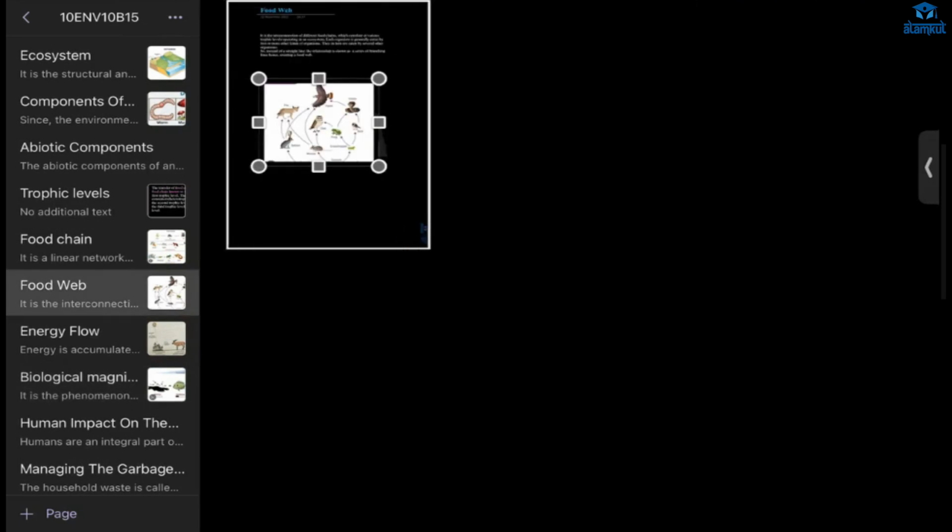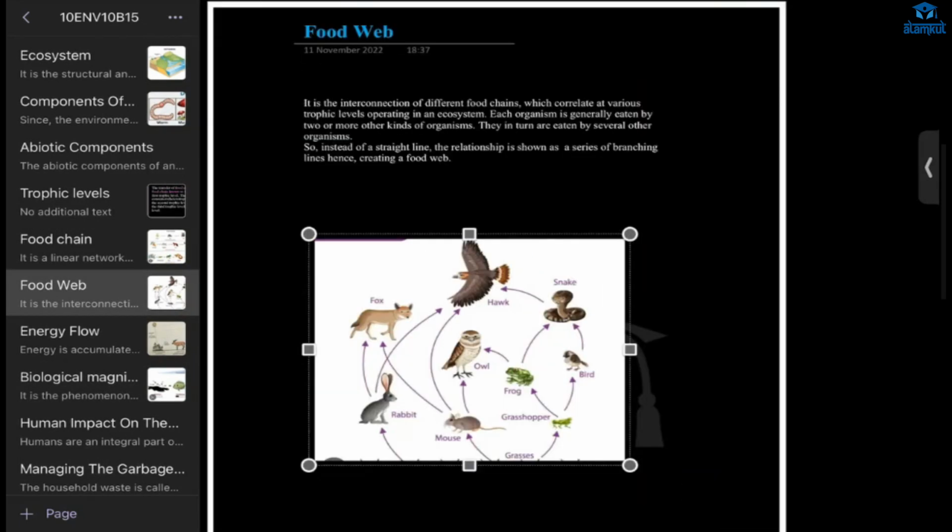First, before that, we'll learn about the food web. It is the interaction of different food chains. Their interaction is called a food web. Here you see the first food chain we have is grass. It gets eaten by the rabbit, and the rabbit is eaten by the fox. This is our first food chain.